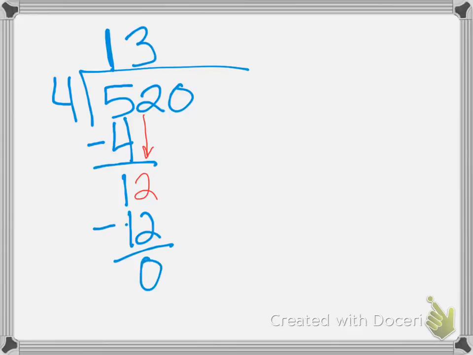12 minus 12 is 0. Now, some of you might stop there thinking, oh, I got the answer because we have only a 0 down here. But look, we still need to drop this last 0. We can't forget him. So, when there's 2 zeros down here, you can do one of 2 things.